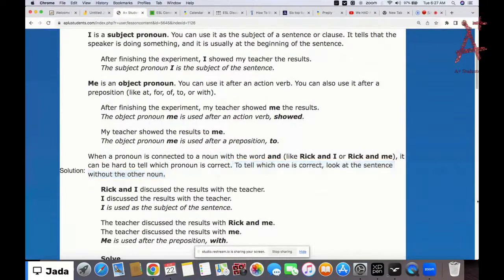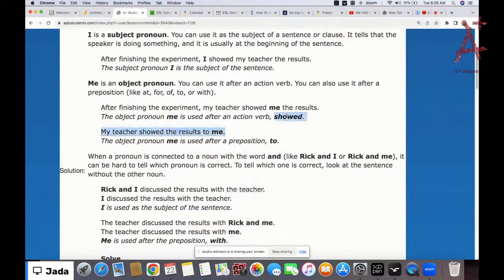So, yeah, that's true. We have a pronoun connected to a noun. That's where I said that a lot of people mistake I and me. You cannot figure out what is the best one to use. So you keep asking yourself, oh, which one can I use here? So, when you have and in between a pronoun and a noun, to tell which one is correct, look at the sentence without the other noun. So if you want to tell what the right answer should be, you have to remove the noun and see how it's going to be. That's the best thing.